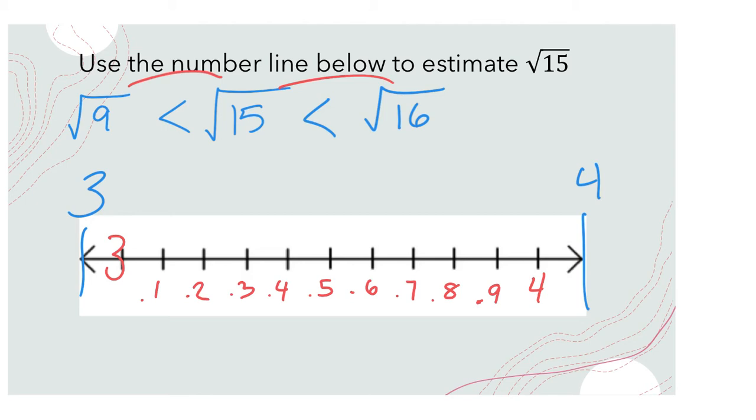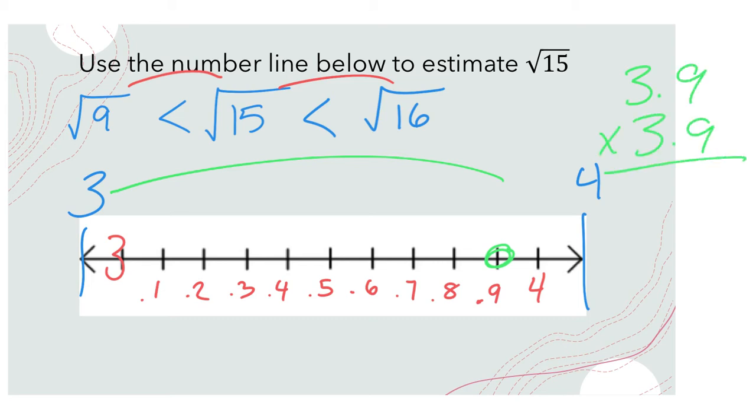Okay, so which tenths would we think it would fall closer to? Definitely closer to being 4, but remember, it's not going to be over 4. It's in between 3 and 4, but we're going to think 3 and 9 tenths would be our closest bet. So let's square those by multiplying them by each other real quick and see what we get.